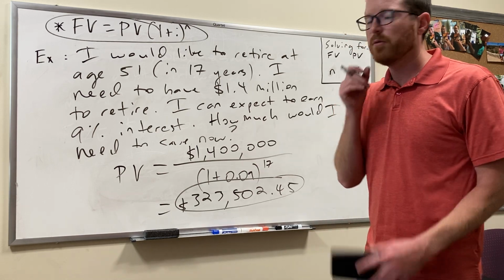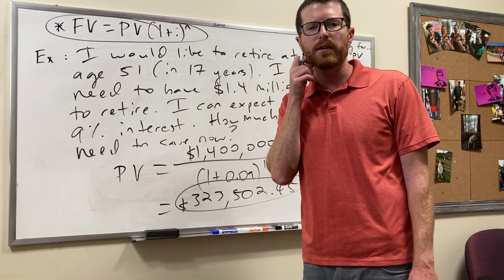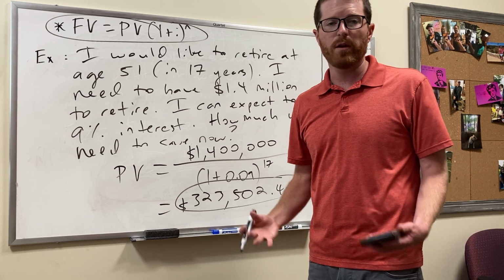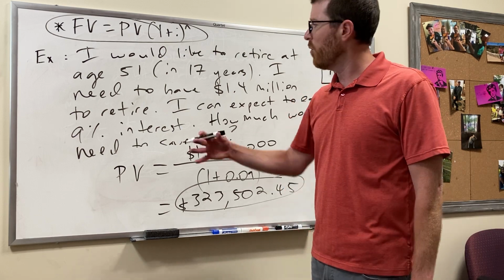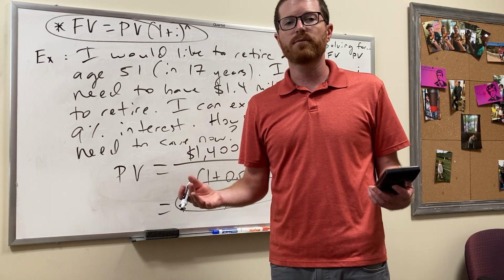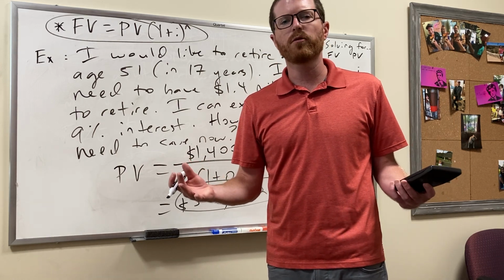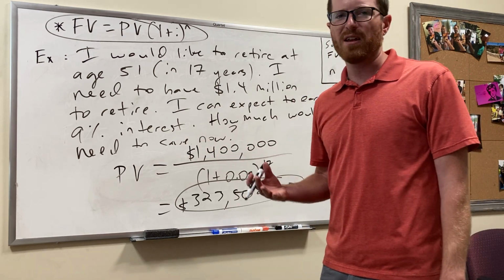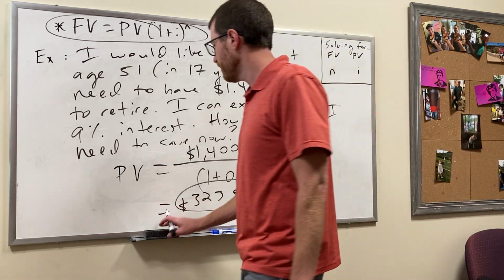Now, what you probably recognize, those of you who understand things a little bit, is there's no guarantee about what the stock market is going to return, right? There's no way to know that for sure. There's probably no way to know if $1.4 million will be enough. I got to factor in things like inflation. These are all things we're going to talk about as we get through the class, right? But for now, this is a nice way just to estimate how much I need to have today.